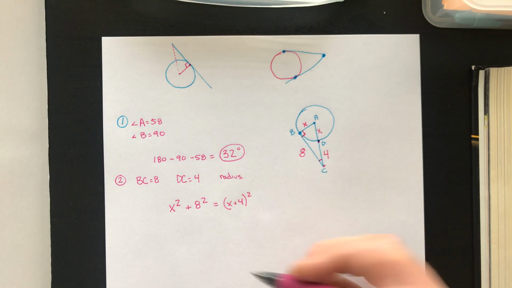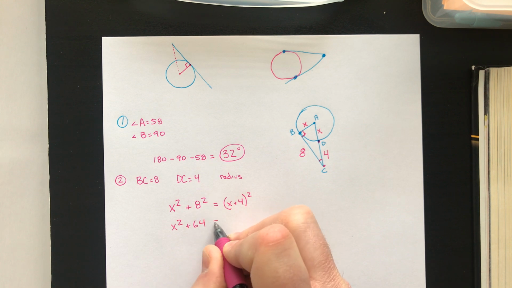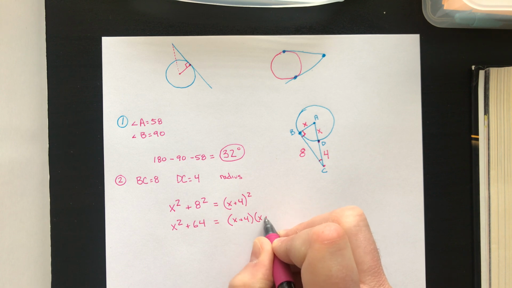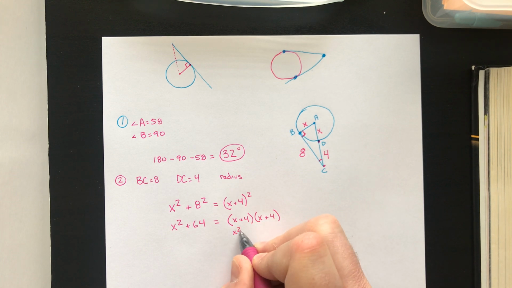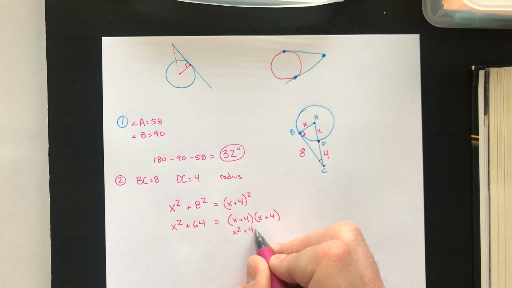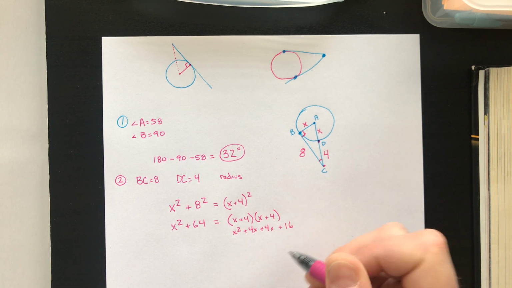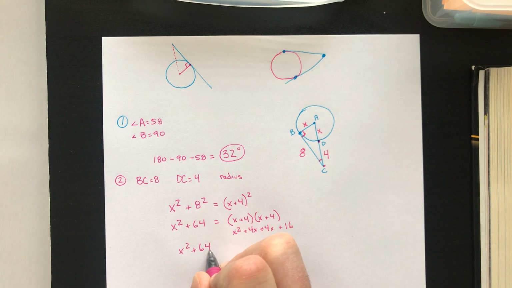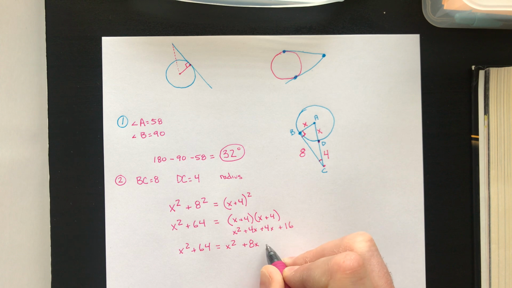All right? So we have x squared plus 64 is equal to, well, when we FOIL this, we're going to have x plus 4 times x plus 4. Remember first, outer, inner, last? So x times x is x squared. X times 4 is plus 4x. 4 times x is plus 4x. 4 times 4 is plus 16. All right? So we have x squared plus 64 is equal to x squared plus 8x, I'm just going to combine those, plus 16. All right?